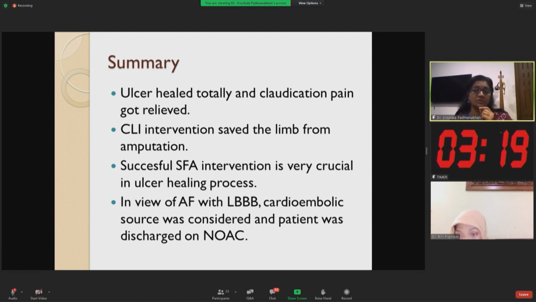Actually, she was the grandmother of one of our orthopedicians. The successful intervention saved the limb from amputation. SFA intervention was very crucial in this lady for the ulcer healing process. Because of the background of atrial fibrillation, a cardioembolic source was considered, and the patient was started and discharged on NOACs. Thank you.